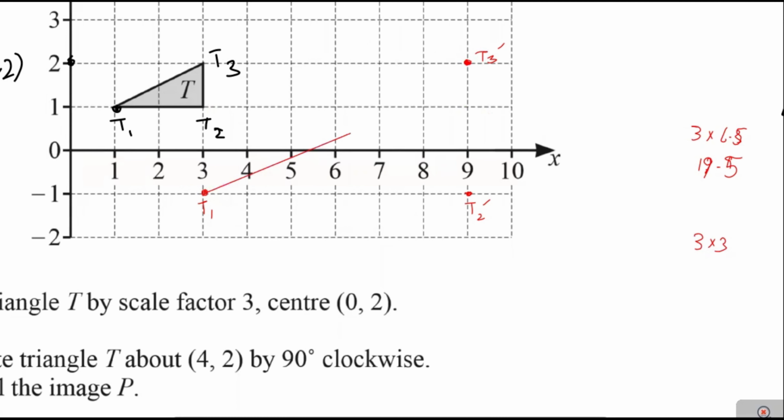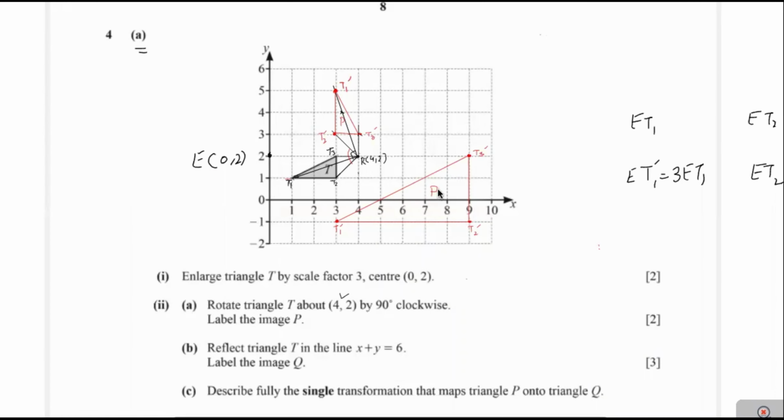Now we join all these image points, and we get the enlarged figure. You can see here the lines made by joining T1 dash to T3 dash, T3 dash to T2 dash, and T1 dash to T2 dash. Now we get the triangle after enlargement. This is triangle T, and this enlarged triangle we name as R.